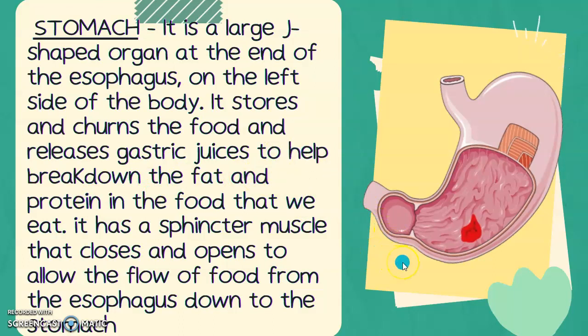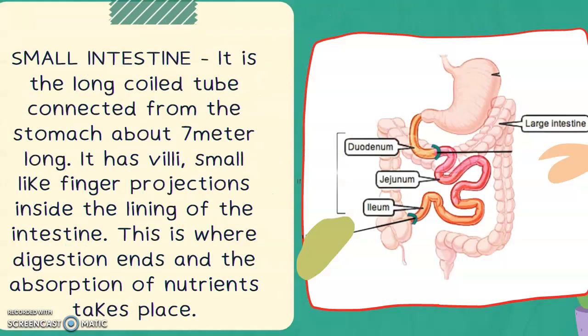So, syempre, hindi lahat ng pagkain ay matutunaw sa ating tiyan. The undigested or the partly digested food goes into the next part. Yan ay ang ating small intestine o yung maliit na bituka. It is a long coiled tube connected from the stomach about 7 meter long. It has villi or small finger-like projections inside the lining of the intestine. This is where digestion ends and absorption of nutrients takes place.